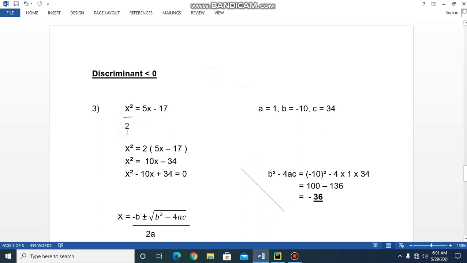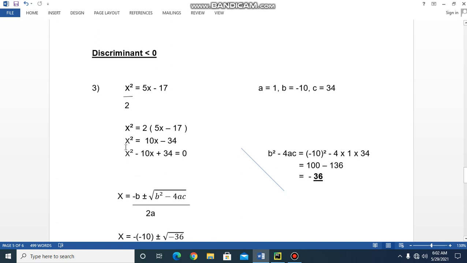So here when we solve this equation, you cross multiply this, you get 2 into 5x minus 17. Then x square is equal to 10x minus 34. Then x square minus 10x plus 34 equal to 0. So this is our quadratic equation. So the value of a is 1, b is minus 10 and c is 34.